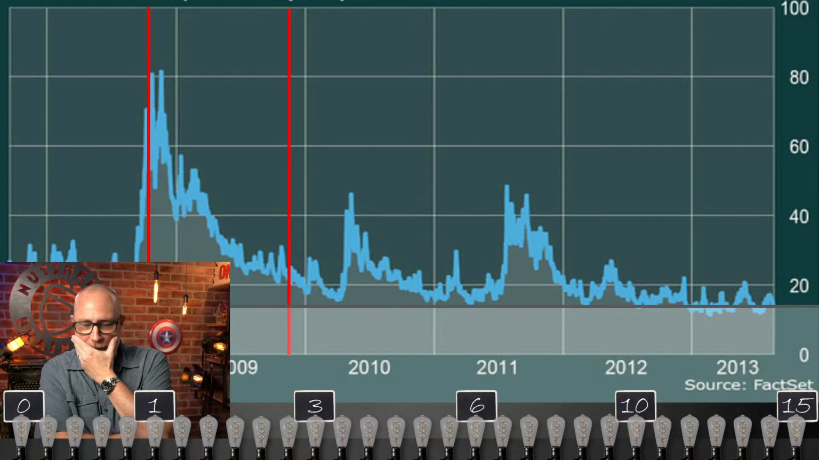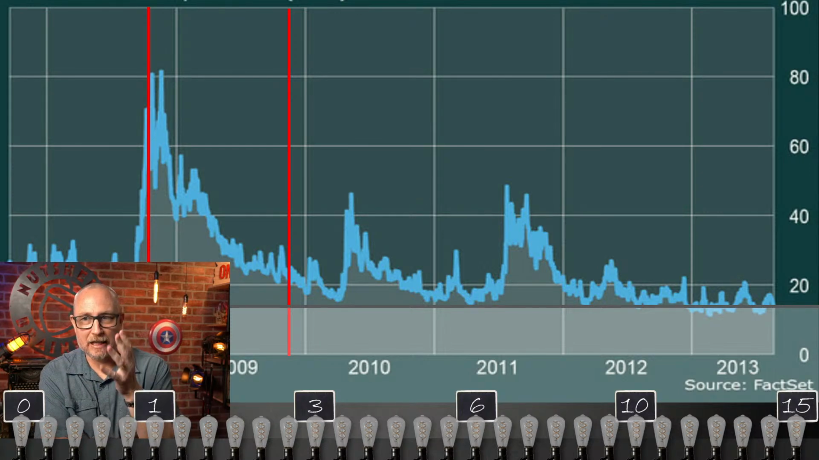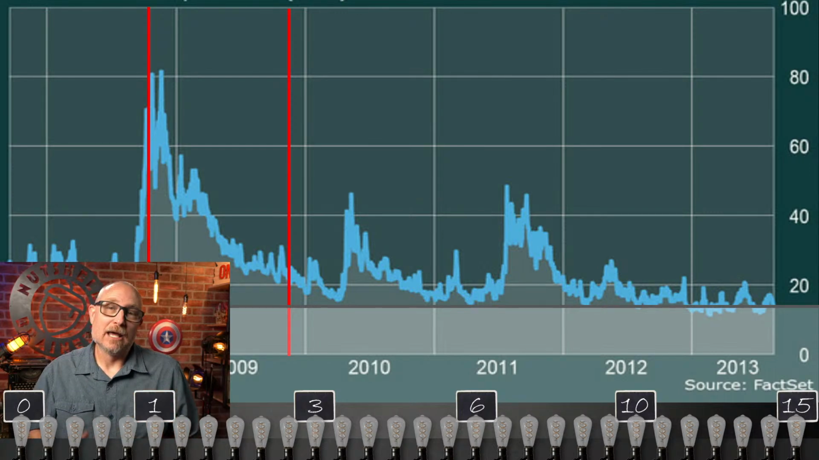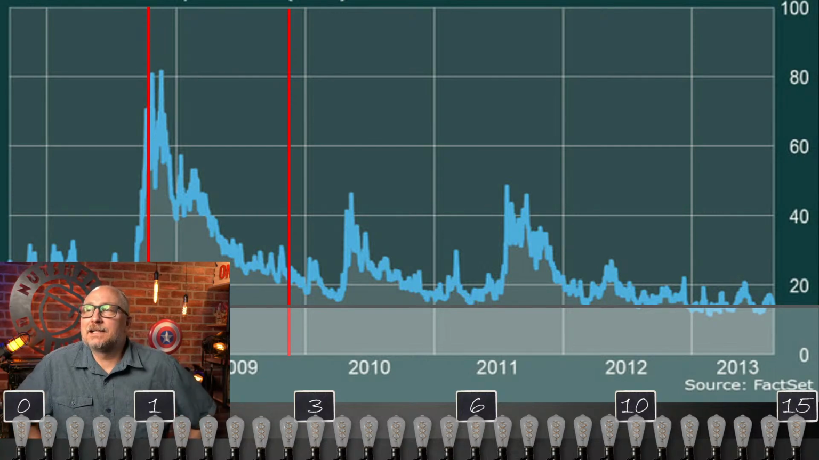What are these two red lines? Well, the first red line is when my father made the decision and sold his bed and breakfast in Telluride, Colorado. My father used to own and run a bed and breakfast in Telluride, Colorado. It's a ski town in Colorado. Rich ski town. And he decided, I'm done with this.